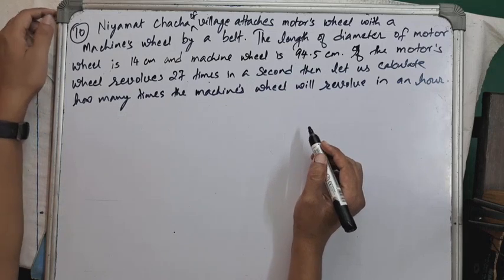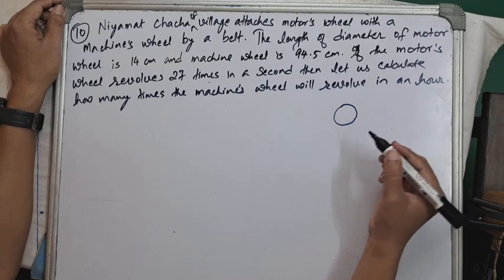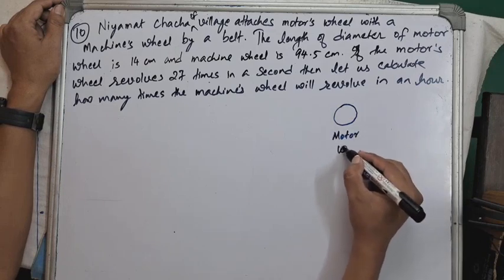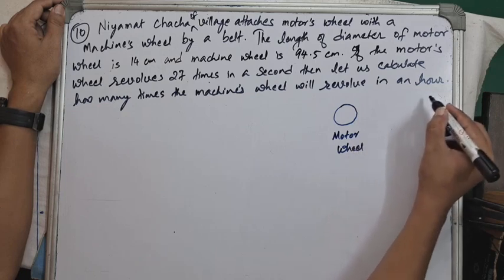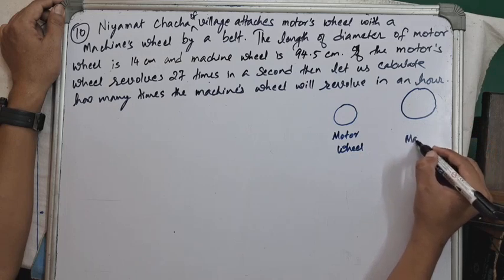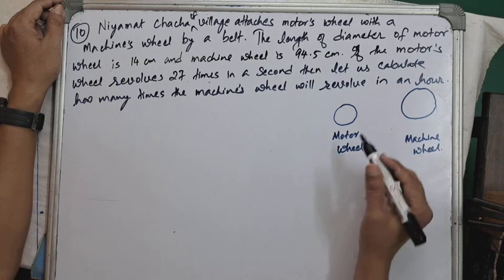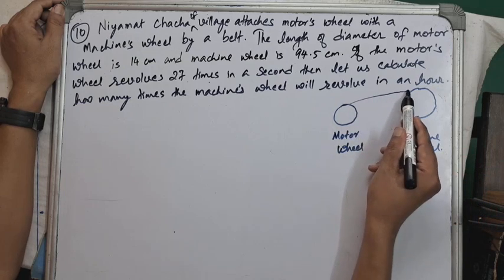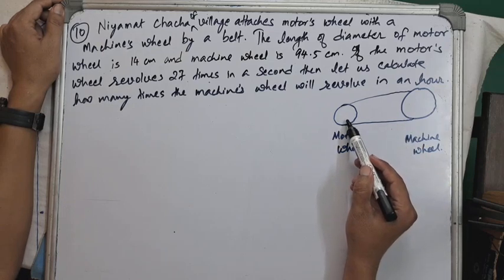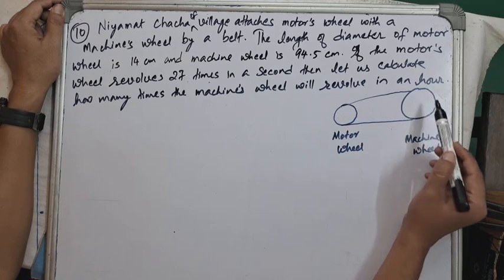So let's understand the question with a diagram. We have a motor wheel here. Smaller wheel is the motor wheel. Okay, motor wheel, and a bigger wheel, this is a machine wheel. Okay, and these two wheels are attached with a belt, which means when this motor wheel revolves, this machine wheel will also revolve at the same time.